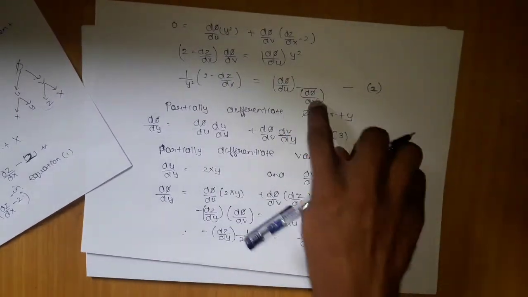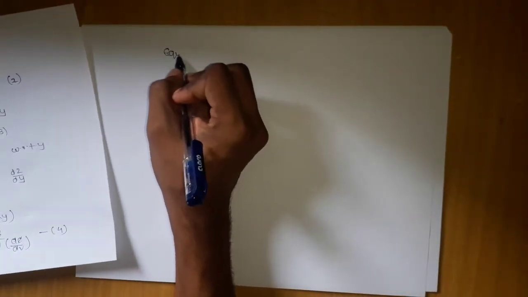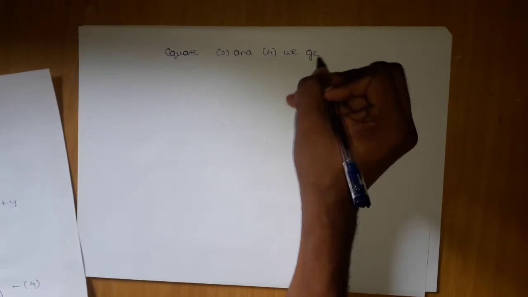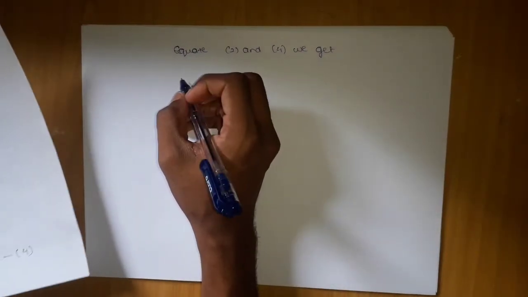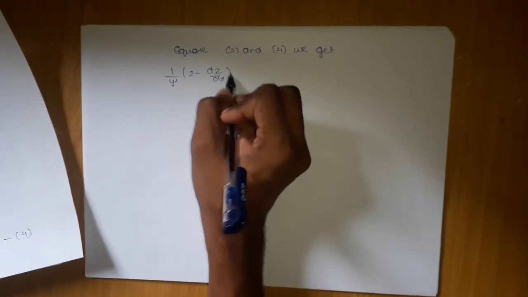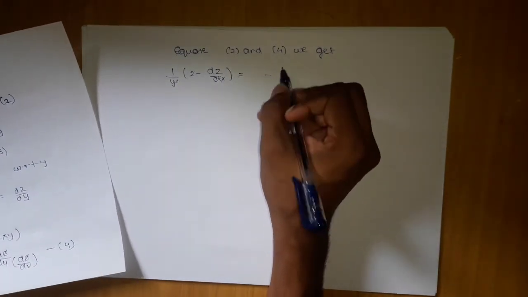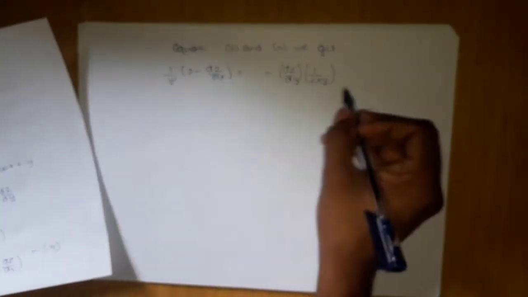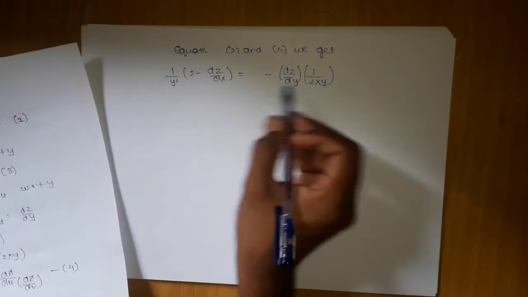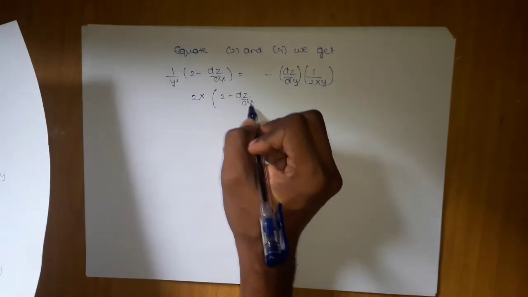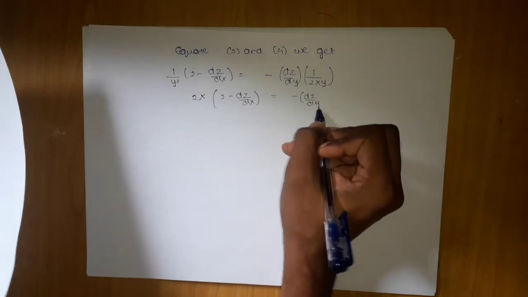Now since they both are equal, we can equate them, or you can divide them, it's up to you. So equate 2 and 4. If we equate, we are going to get something like 1 by y square into 2 minus dou z by dou x equals minus dou z by dou y times 1 by 2xy. x, y will cancel out. This x will move here and 2 will move here. So I am going to get 2x into 2 minus dou z by dou x here, minus dou z by dou y as it is, and here it will be y.